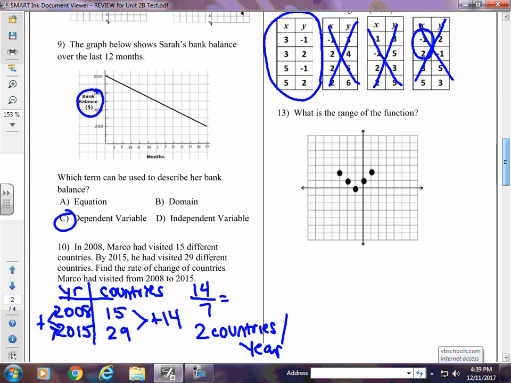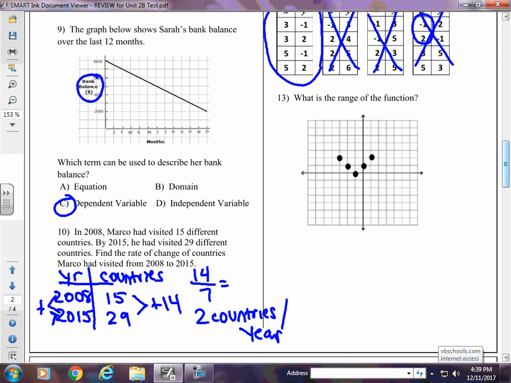Okay, for number 13, it wants to know what is the range of this function. So looking at the dots, remember range are the y values. So the quickest way to do this is to look at the y-axis. This bottom dot traces over to 0 on the y-axis. These two dots here in the middle are at +1 on the y-axis, and these two dots at the top are at +2 on the y-axis. We could ask the same question with the same dots and ask you for domains. So make sure you read the question carefully.